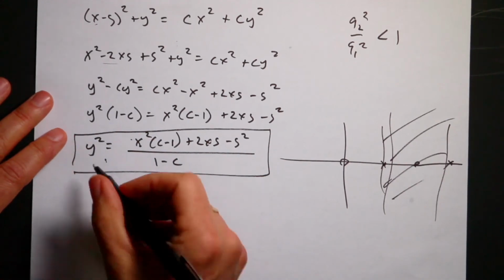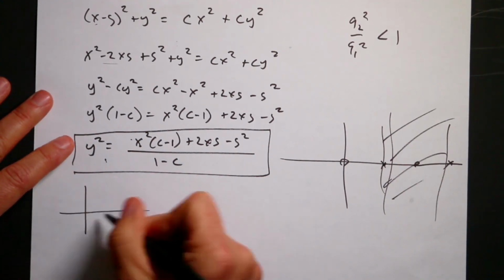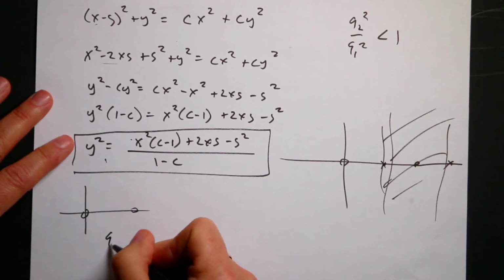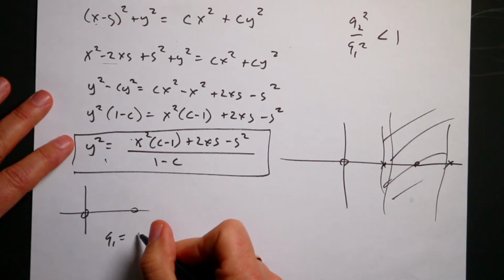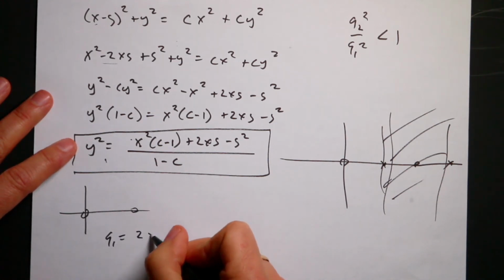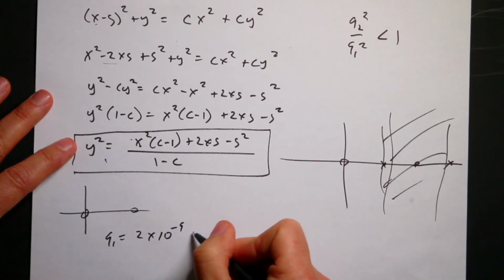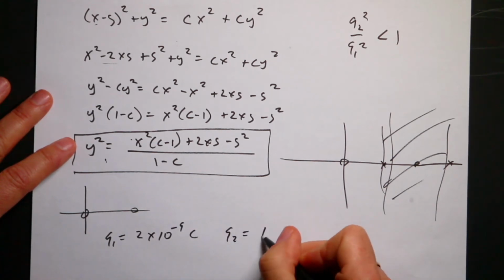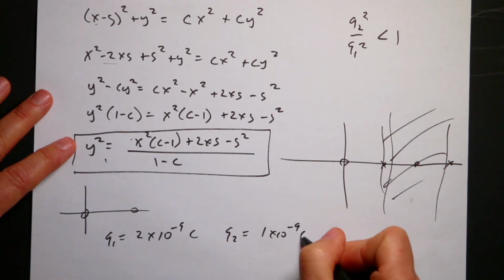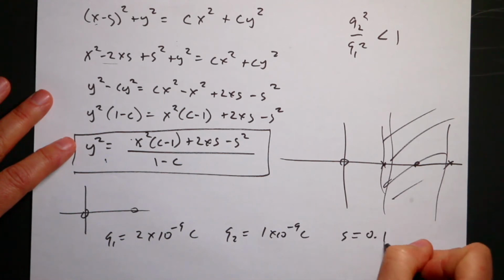But let's just do this. I'm going to use my values here. Let's say q1 equals, I would need it to be greater, so let's say 2 times 10 to the negative 9th coulombs. q2 equals 1 times 10 to the negative 9th coulombs, and s equals 0.1 meters.